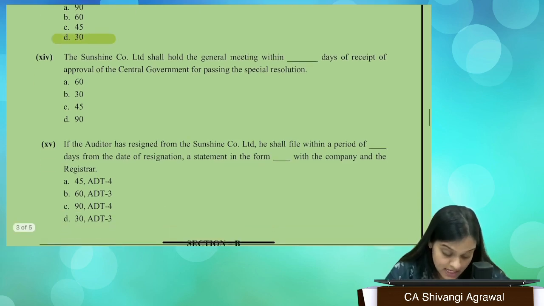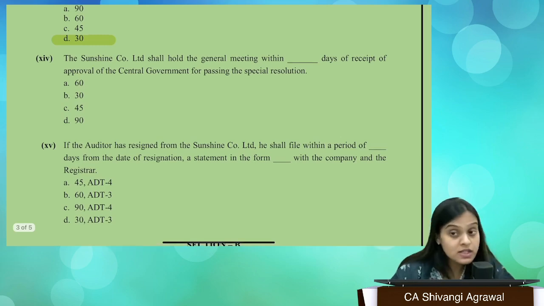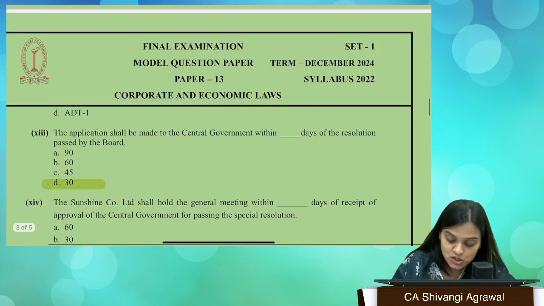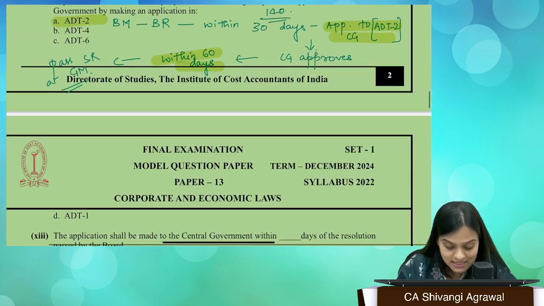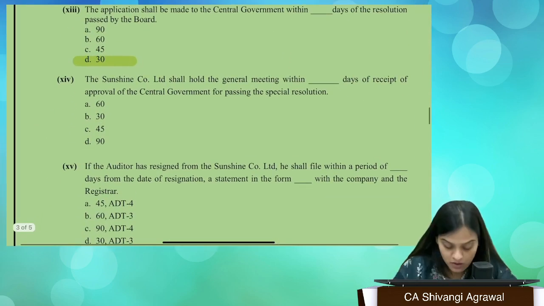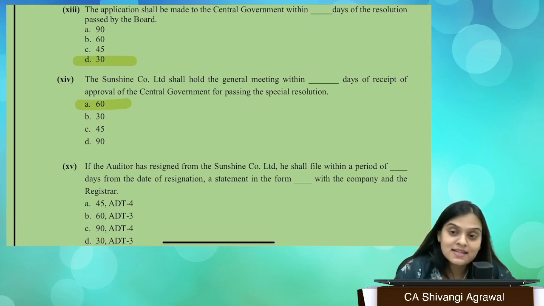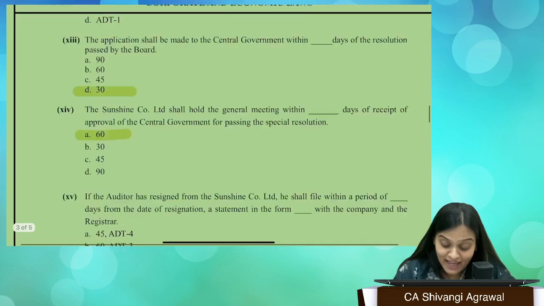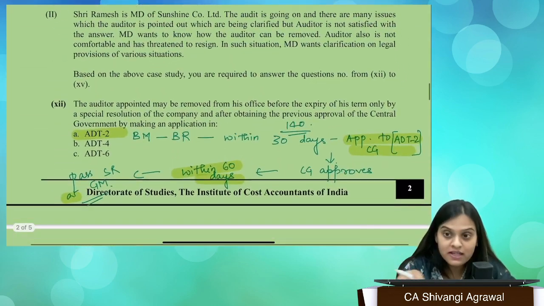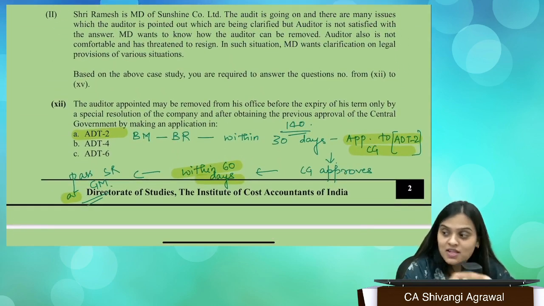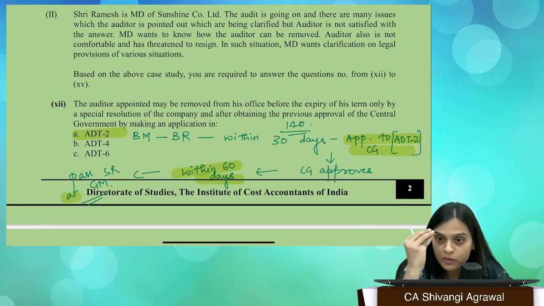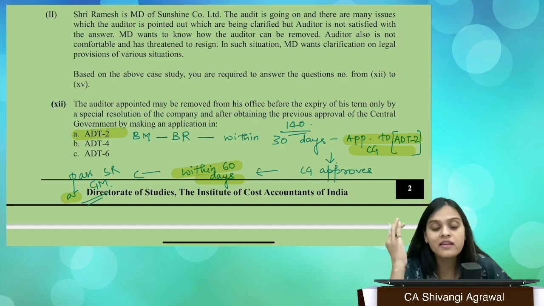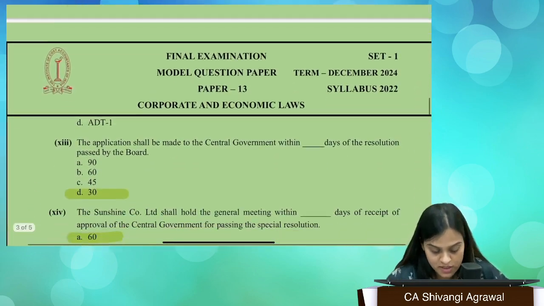Okay, the next one. Sunshine Company Limited shall hold the general meeting within how many days of receipt of approval? So once CG accords you the approval, within 60 days you have to pass SR at GM, right? So it will be within 60 days. I have made a chart also like this. In the chart book, you will find it. Section 140, the chart, right? So if you remember this, it will be very easy for you to answer all these type of questions.